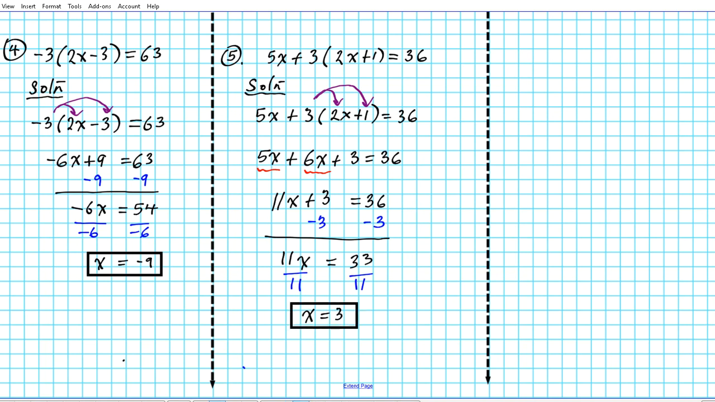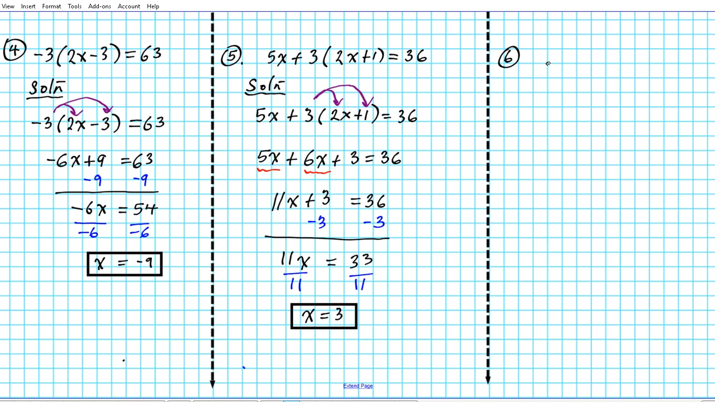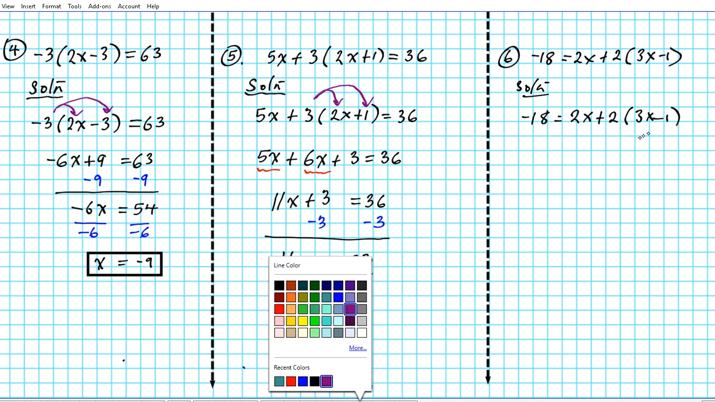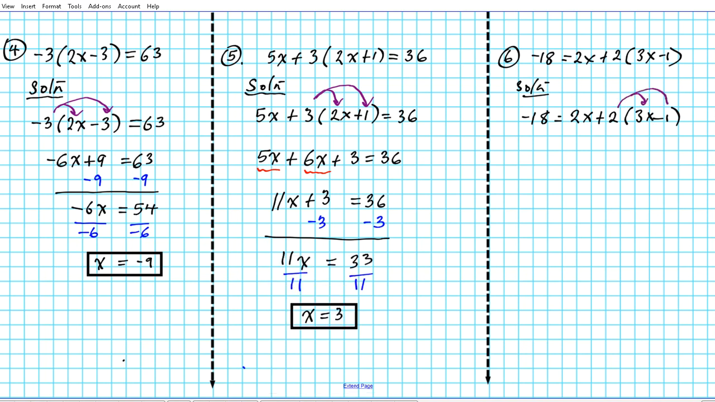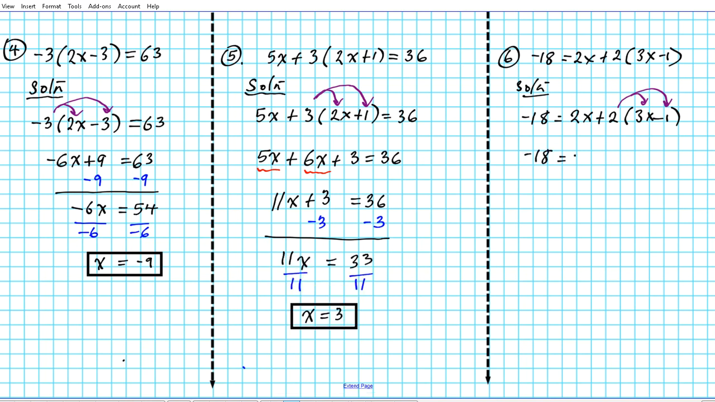Alright, let's take a look at question number 6. So for question 6, let's say we have the equation negative 18 equals 2x plus 2 times quantity 3x minus 1. Alright, so let's go ahead and do this. Negative 18 equals 2x plus 2 times quantity 3x minus 1. We're going to start off by getting rid of the parentheses by distributing. Distribute. And then that gives us negative 18 equals 2x plus 6x minus 2.